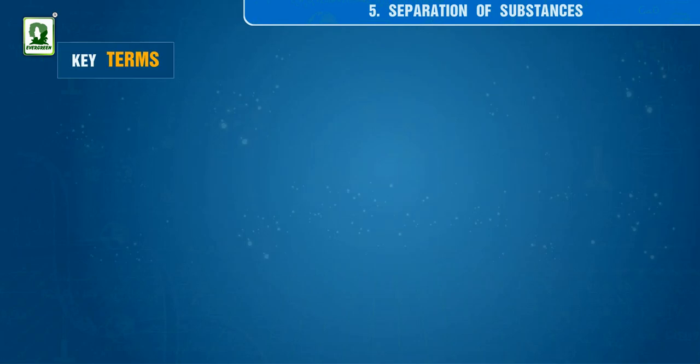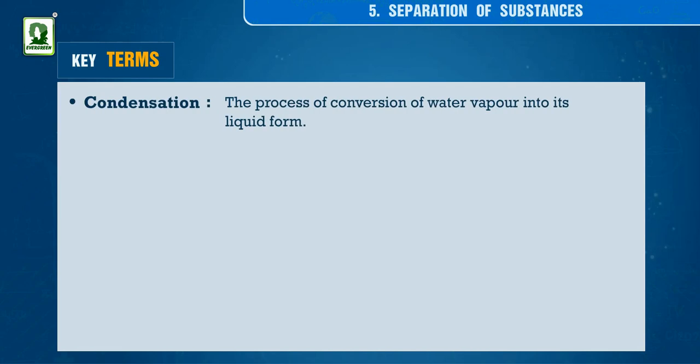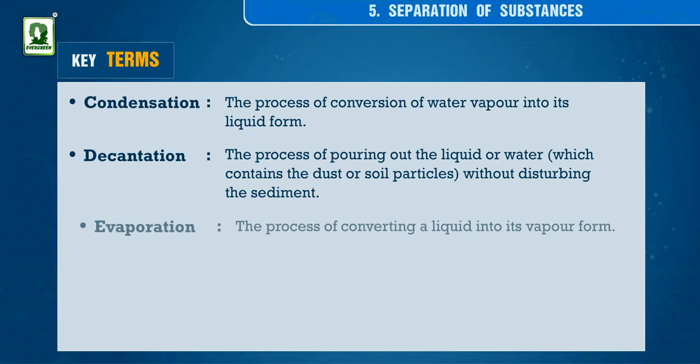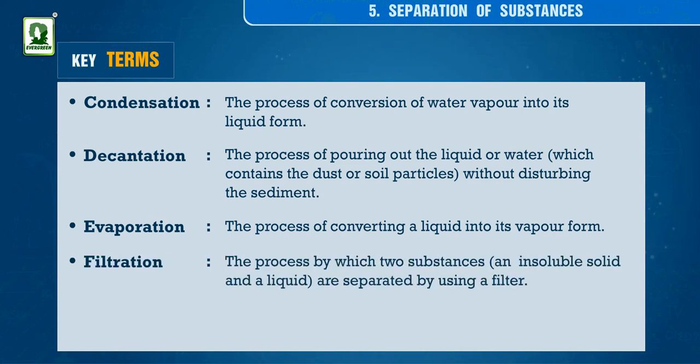Key terms: Condensation, the process of conversion of water vapor into its liquid form. Decantation, the process of pouring out the liquid or water which contains the dust or soil particles without disturbing the sediment. Evaporation, the process of converting a liquid into its vapor form. Filtration, the process by which two substances, an insoluble solid and a liquid, are separated by using a filter.